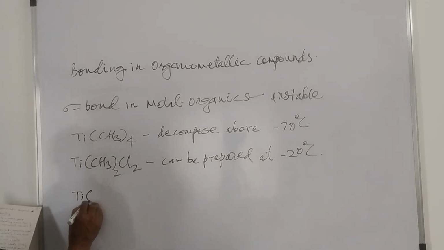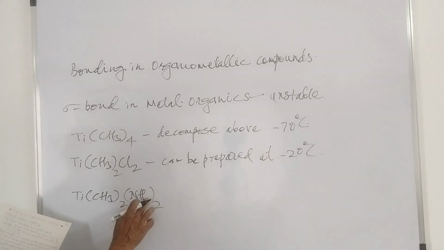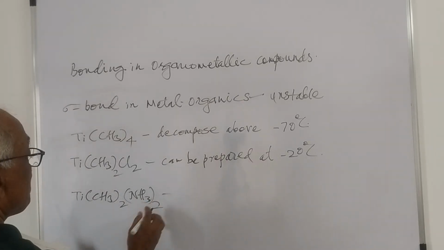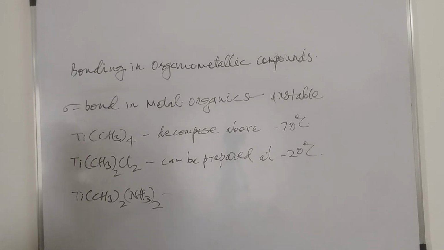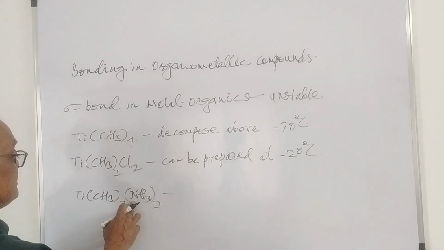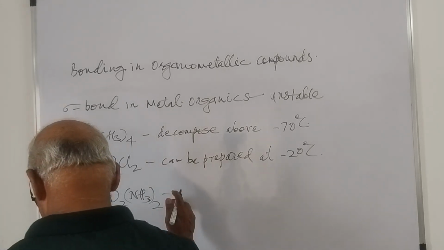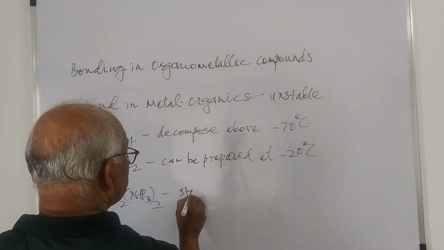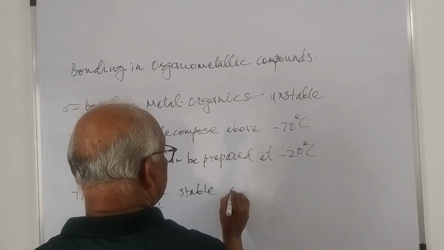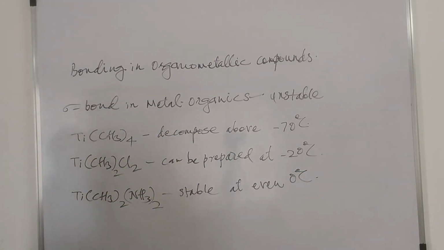Then again, if we see another example, that is, if the methyl groups are replaced by amines, that is, say, Ti(CH3)2(NH2)2. Amines is NH3 twice, that is amines. So here this nitrogen is again more electronegative, and it has a lone pair of electrons, which is an electron donor. So that is why it is again more stable, and this can be prepared at still higher temperatures, and so it can be stable even at 0 degrees centigrade.